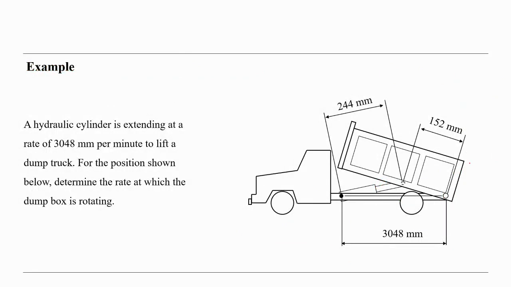There's an example here. You can solve it as homework. A hydraulic cylinder is extending at a rate given here in millimeters per minute to lift the drum. For the position shown below, determine the rate at which the drum box is rotating. I mean the rotation here, it has to be calculated.